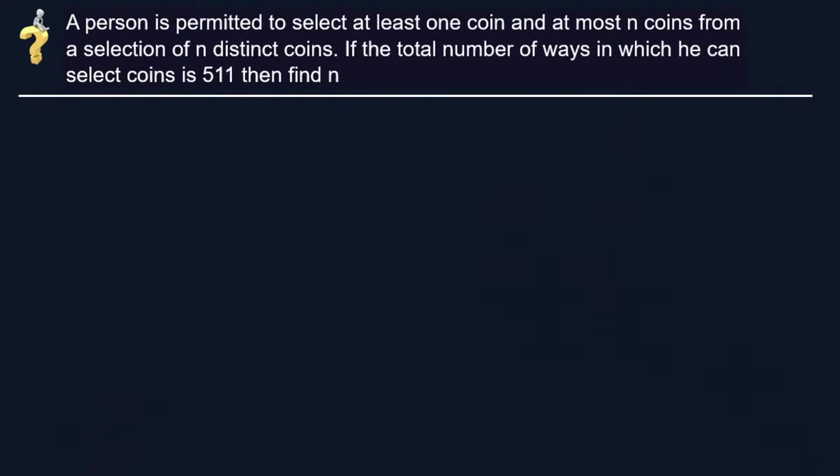See this question. A person is permitted to select at least one coin and at most n coins from a selection of n distinct coins. So there are n distinct coins, and from them the person is permitted to select at least one coin and at most n coins. If the total number of ways in which he can select coins is 511, find the value of n.